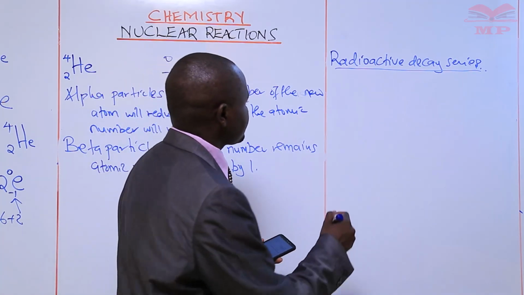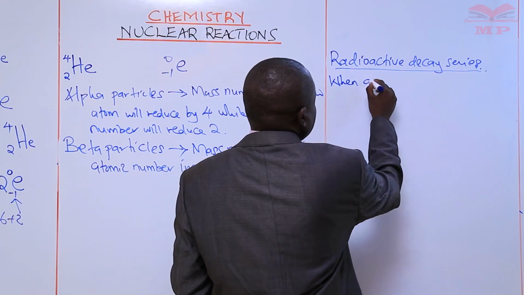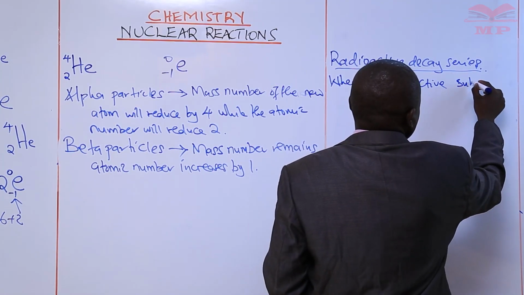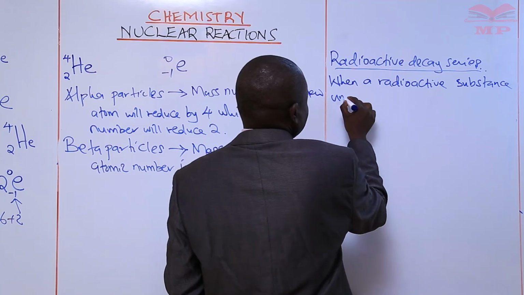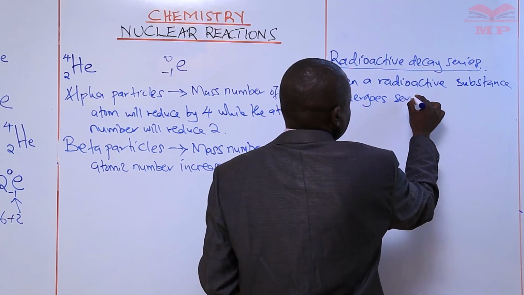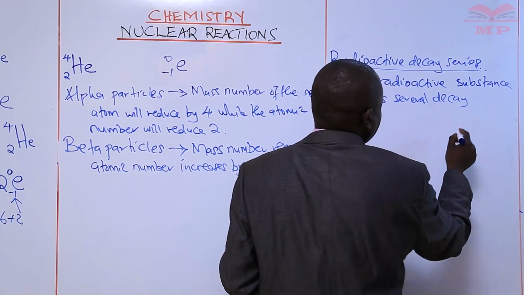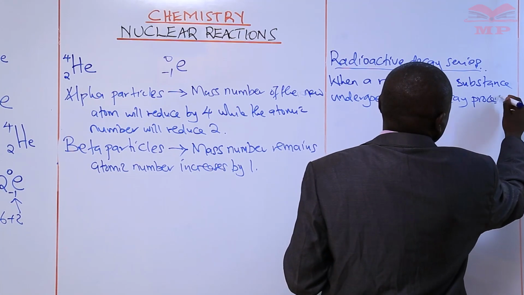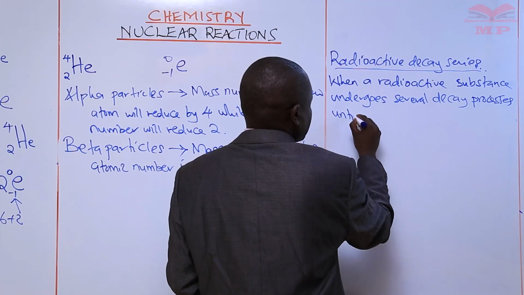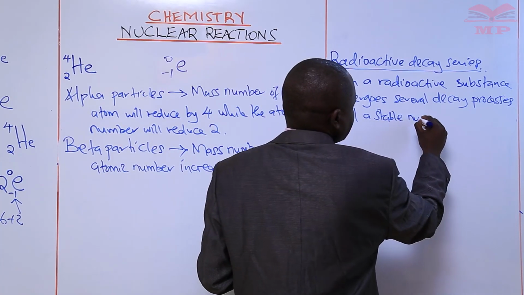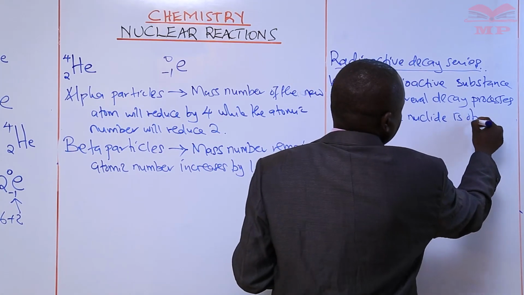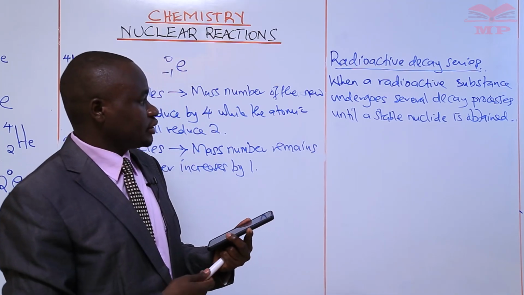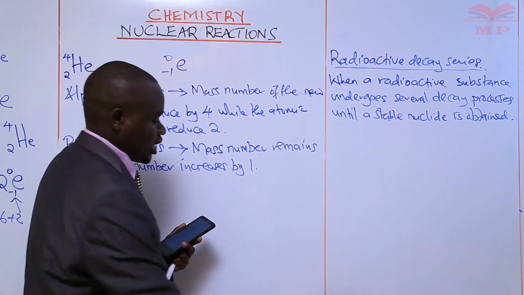So as a result, it will lead to several chain reactions, and that is what you are calling radioactive decay series. So this one happens when a radioactive substance undergoes several decay processes until a stable nuclide is obtained.